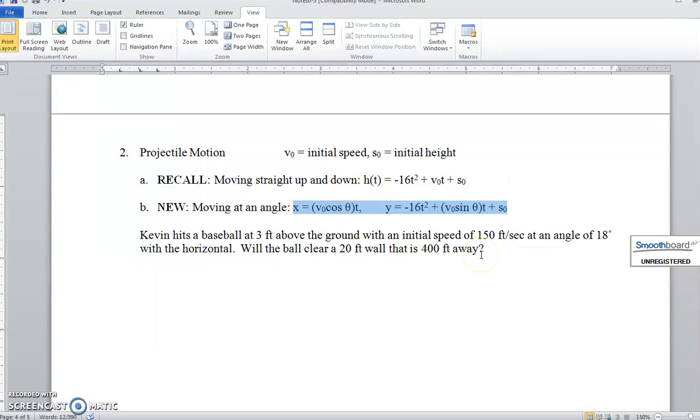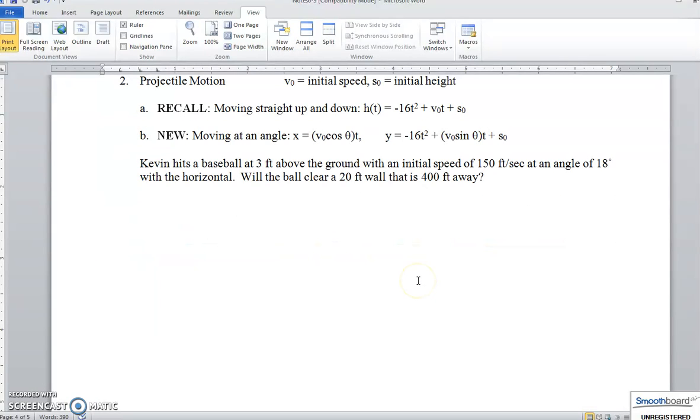So that's a lot of talking there, just kind of discussing where this comes from. Now let's go ahead and plug stuff into the formula in a different application problem. So our problem says Kevin hits a baseball from 3 feet above the ground, has an initial speed of 100 feet per second, and has an angle of 18 degrees with the horizontal. The question is, will the ball clear a 20-foot wall that is 400 feet away? So we want to come up with some equations for this.